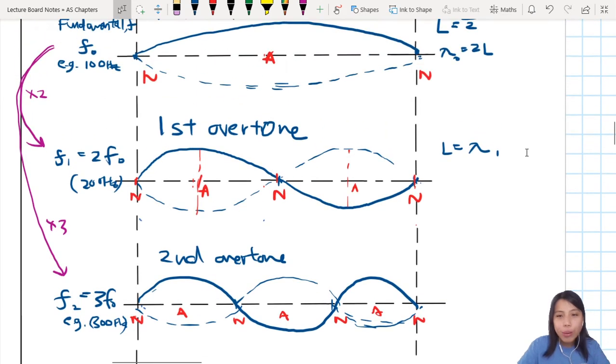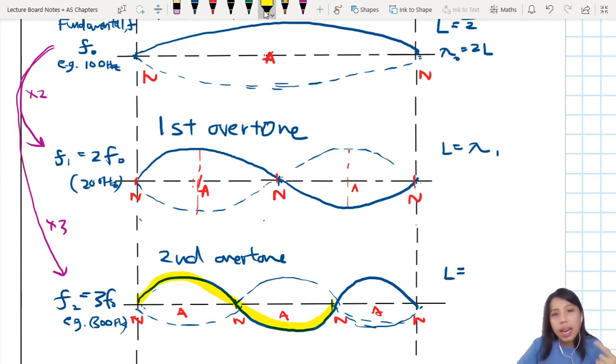And how are you going to write out the length for this one? So the length of the string now is divided into 3 parts. How would you write that out? 3 sections. You can say, oh, this is 1 wavelength.